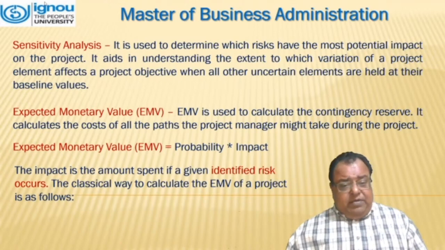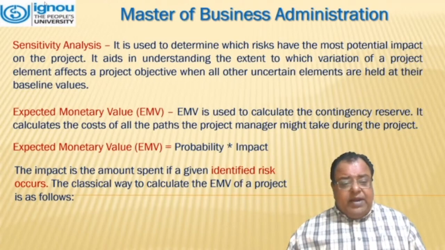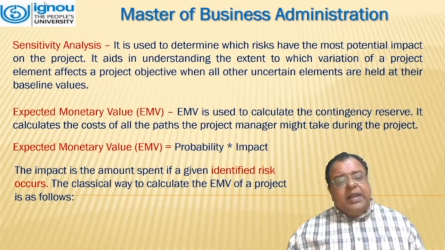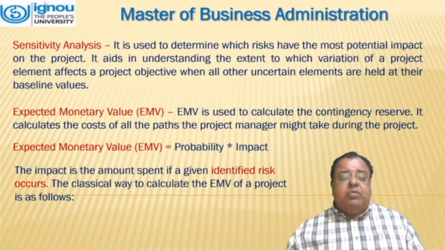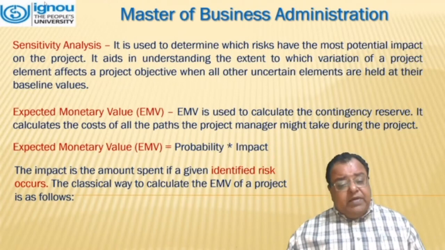Expected monetary value. EMV is used to calculate the contingency reserve. It calculates the cost of all the paths the project manager might take during the project. And what is expected monetary value? It is the product of probability and the impact. The impact is the amount spent if a given identified risk occurs.